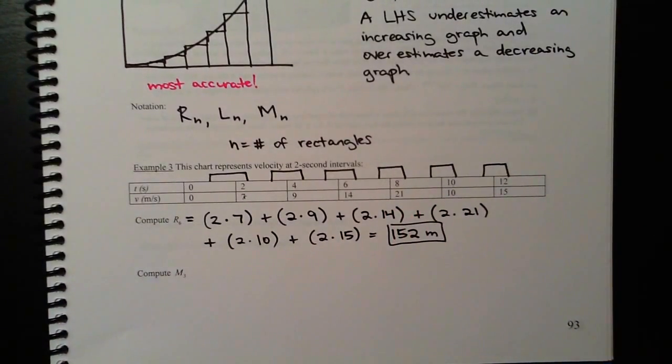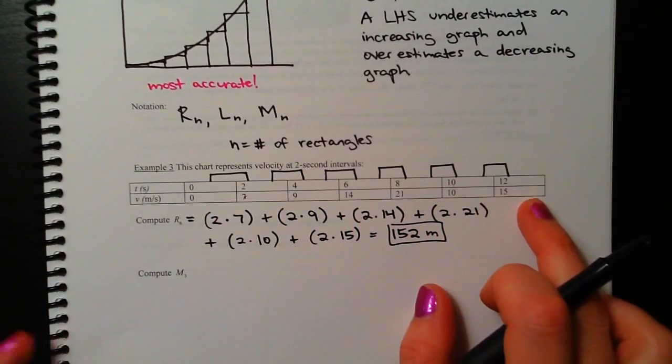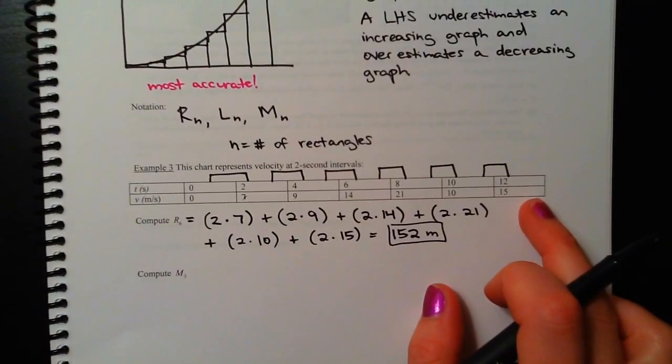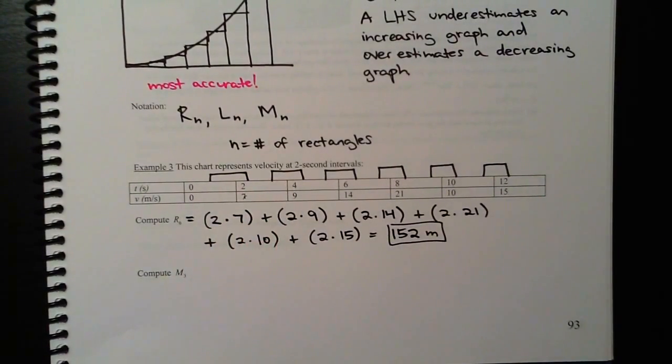Now for this one, we actually have no way of knowing whether it's an overestimate or an underestimate because it's not increasing or decreasing the entire time. And we're in a table, so we don't make assumptions about whether, like, it might decrease in between here. We just can't see what's happening.